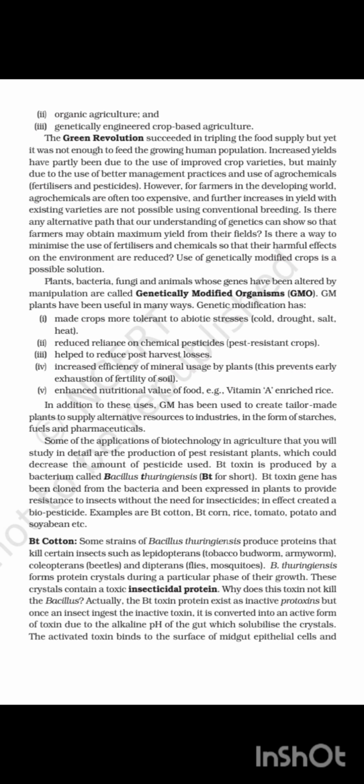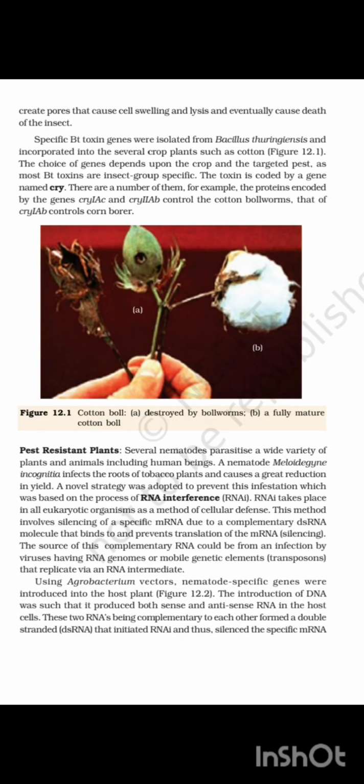B. thuringiensis forms protein crystals during a particular phase of their growth. These crystals contain a toxic insecticidal protein. Why does this toxin not kill the bacillus? Actually, the Bt toxin protein exists as an inactive protoxin, but once an insect ingests the inactive toxin, it is converted into an active form of toxin due to the alkaline pH of the gut, which solubilizes the crystals. The activated toxin binds to the surface of midgut epithelial cells and creates pores that cause cell swelling and lysis, and eventually cause death of the insect.